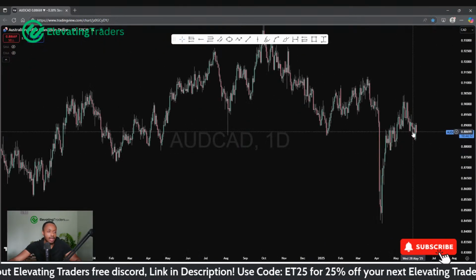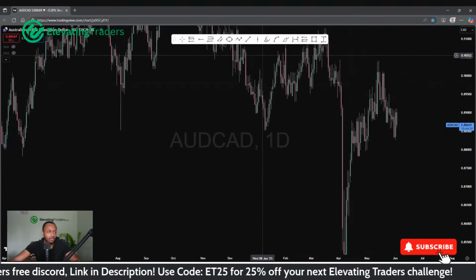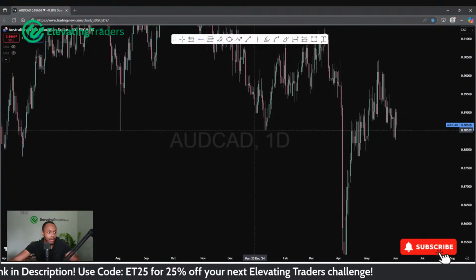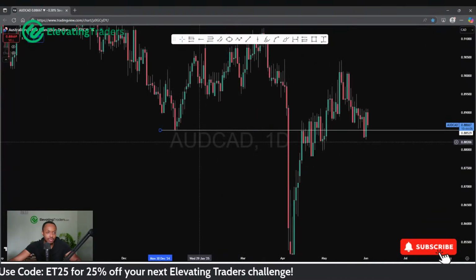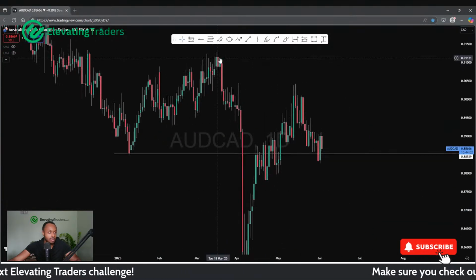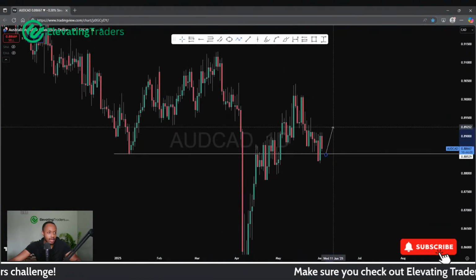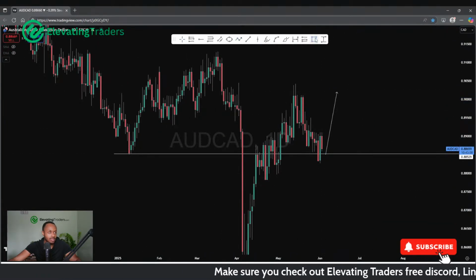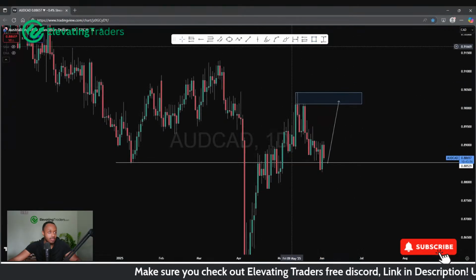But I do feel like Aussie CAD is getting ready for a bit of a push up. We've come back into a major low here to our left at 0.88500. I do think there's a good chance we could probably rally from here and see a push back into resistance and maybe even a push back into the high here.